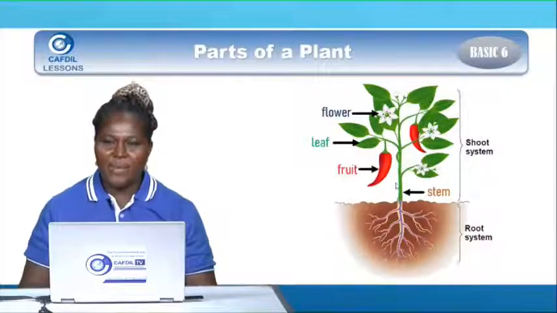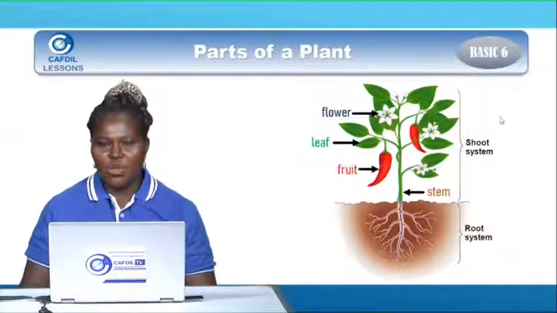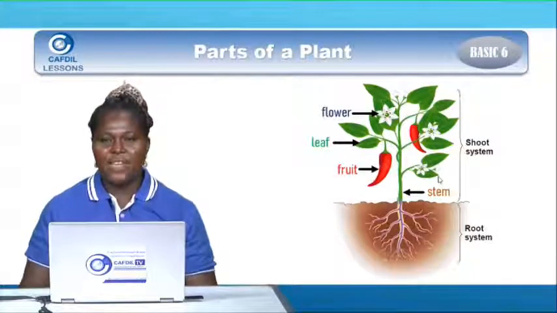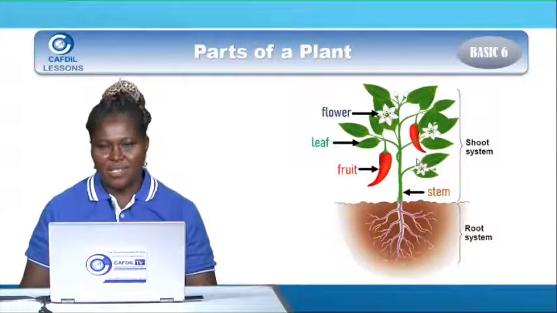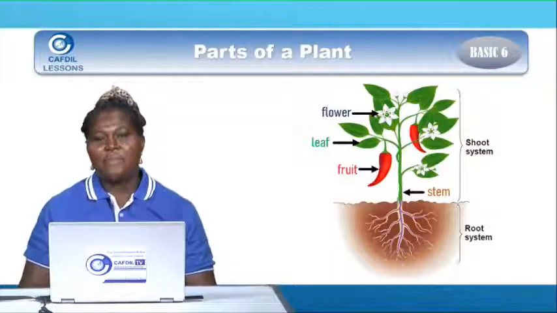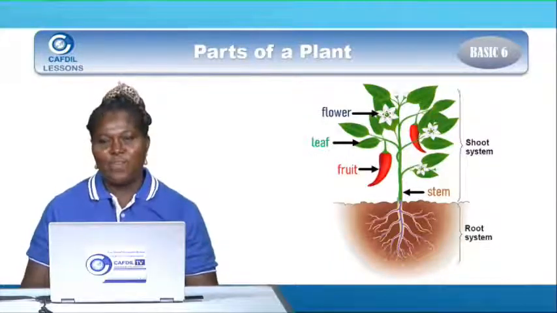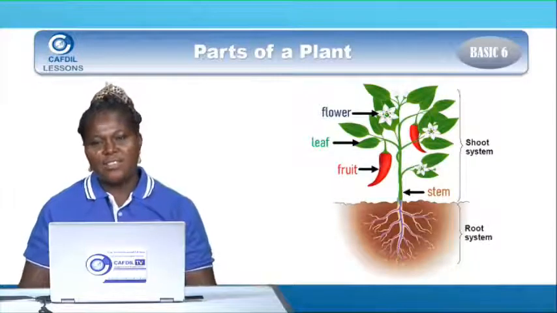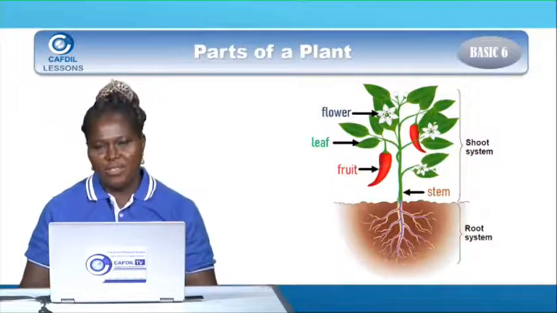Now the parts of the plant have been divided into two. We have the shoot system, that is the top ones. We have the stem, the fruits, the leaf, and the flower being the shoot system, and down, the roots being the root system. So these are the parts of a plant: flower, leaf, fruits, stem, and then the roots.